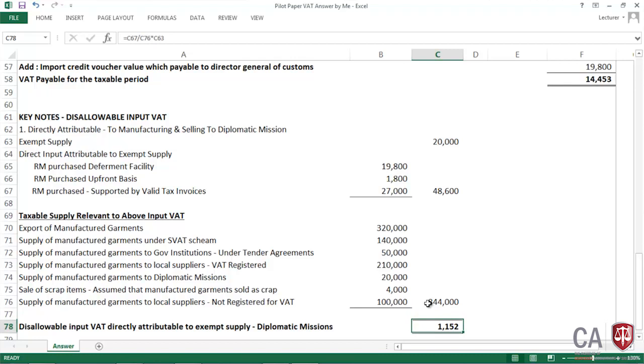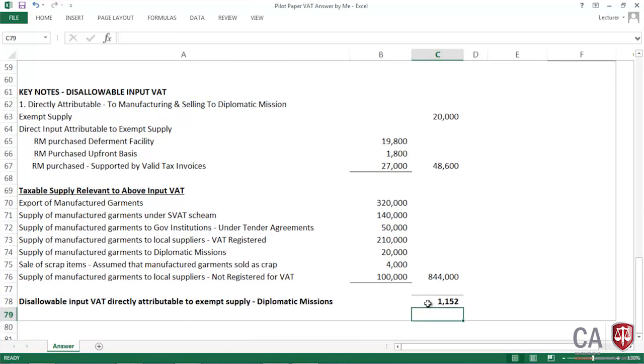Now the small calculation you have to do. What is the calculation? Exempt supplies divided by the total supplies into input VAT. Then you are receiving the answer, disallowable input VAT directly attributable to exempt supply, diplomatic mission. I think this is understood. Any doubts, please go through this answer again and again.